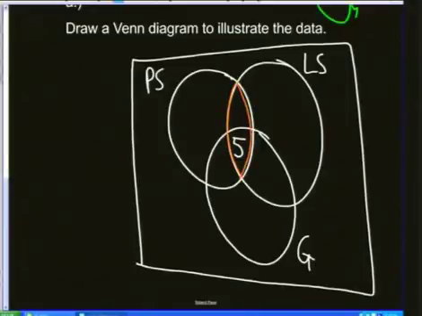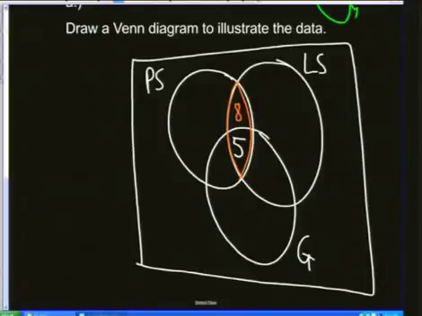13. We were told that. So how many take physical science and life science only would be 13 minus the 5, which is 8. So in total, there are 13. And if we have 5 already that are taking physical science and life science, but they also take geography, then we've got 8 that must be taking that.